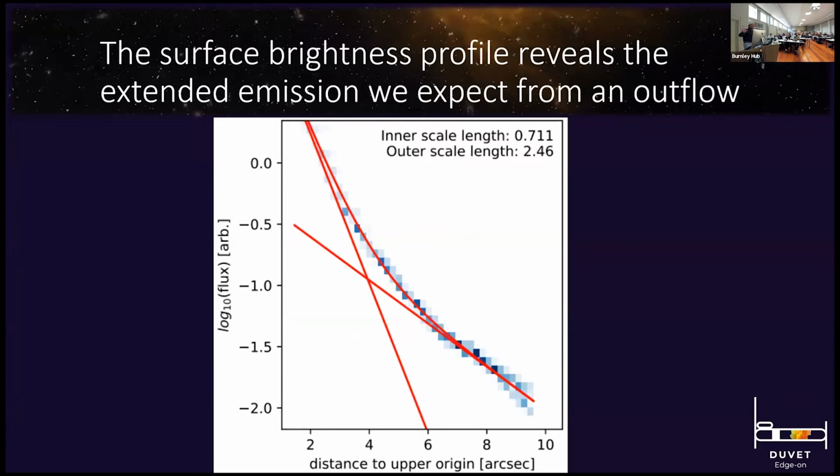We can also have a quick look at the surface brightness profile in DECaLS 1486. This is in oxygen [O III] 5007. It's just the brightest emission line in our observations. We've got flux on the y-axis and minor axis offset on the x-axis, and we fit the flux-weighted surface brightness profile with a double exponential just to demonstrate this extended emission. And the takeaway here is just that, yes, we do have this extended emission that we would expect from a galaxy with an extended outflow.